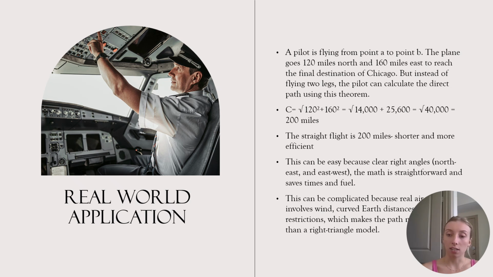This can be easy because of clear right angles, north-south and east-west. The math is straightforward, which is going to save time and fuel, but sometimes this can be complicated because math isn't that simple, and whenever we're using right angles, we have a curved spherical Earth. So we're also going to have wind restrictions. There might be restrictions with air traffic control saying you can't fly this way because you're going to crash into another plane. Maybe with air pressure, you're going to have to go a little bit lower. So lots of things to take into consideration. It's not just as simple as taking a little detour.